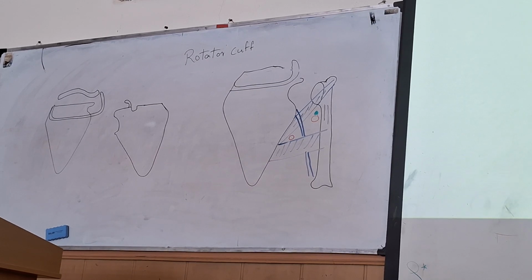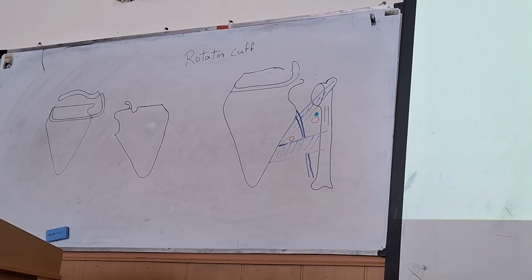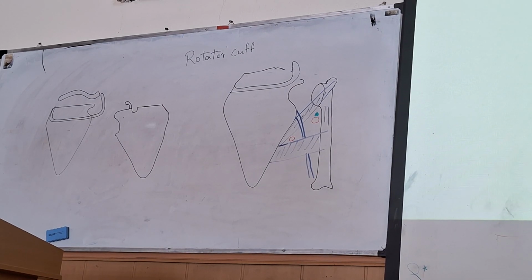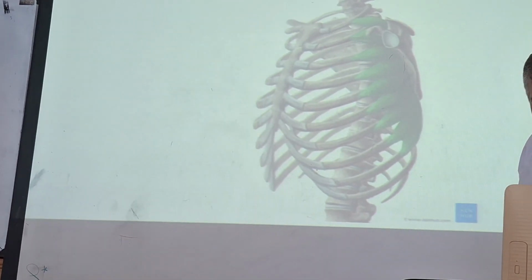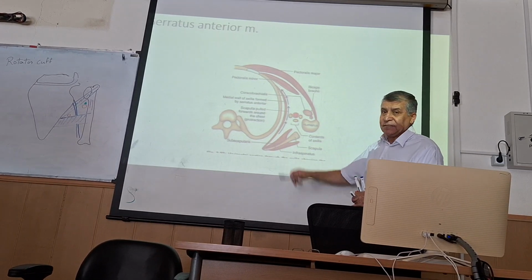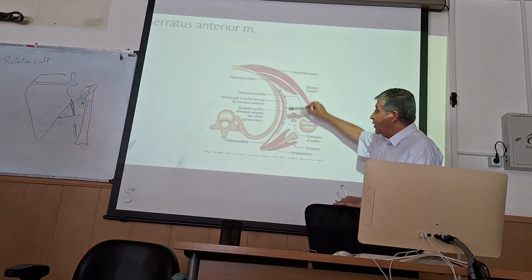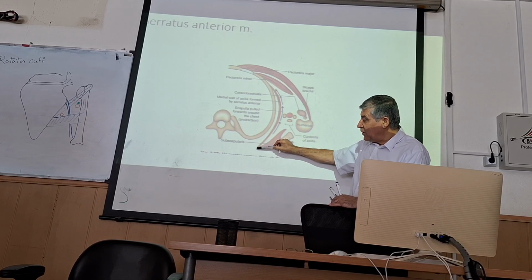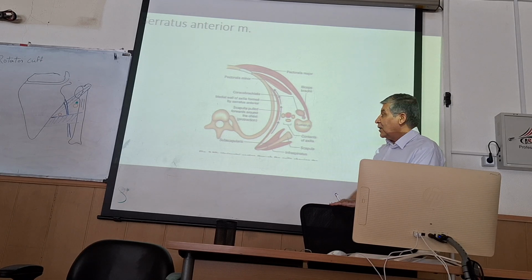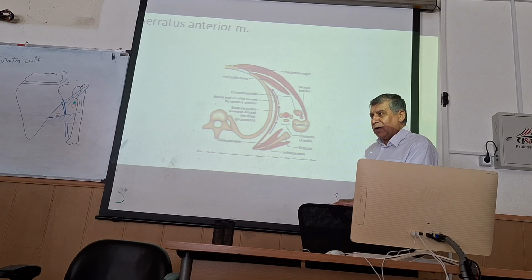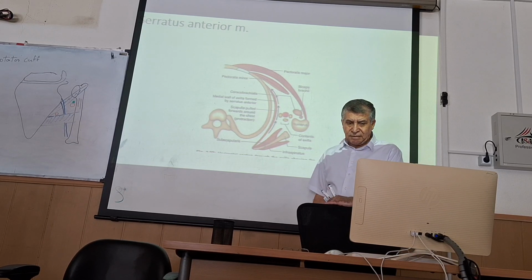This muscle is serratus anterior. Serratus anterior arises from the upper 8 ribs and inserts into the medial border of the scapula. Origin from ribs, it moves backward and inserts to the medial border of the scapula. This muscle is innervated by the long thoracic nerve.